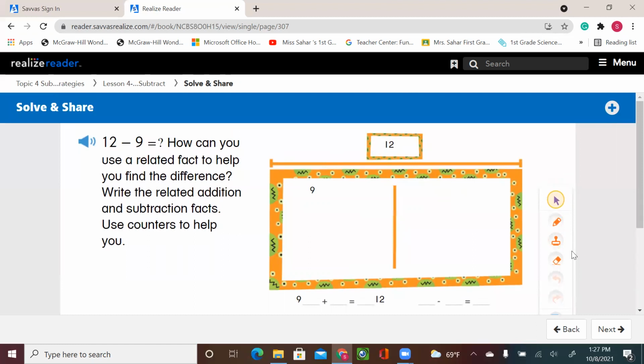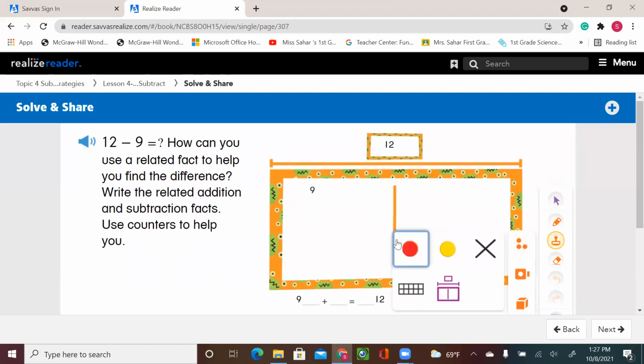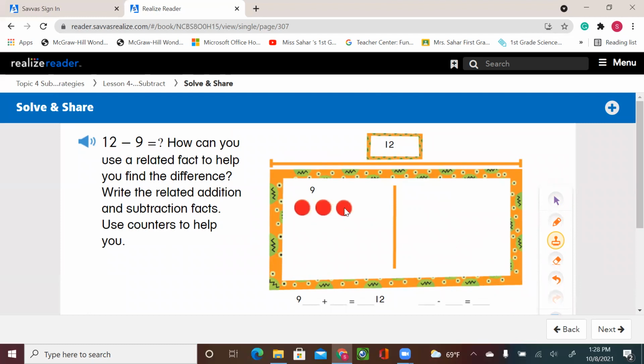So let's put 9 counters. 1, 2, 3, 4, 5, 6, 7, 8, 9. Now I have 9 counters. I'm looking for my missing part or the second part. So I'm asking myself the question, 9 plus what equals 12? If I'm going to use the count on strategy, I know after 9, 10, 11, 12. So how many counters did I add? 3. That means 9 plus 3 equals 12.